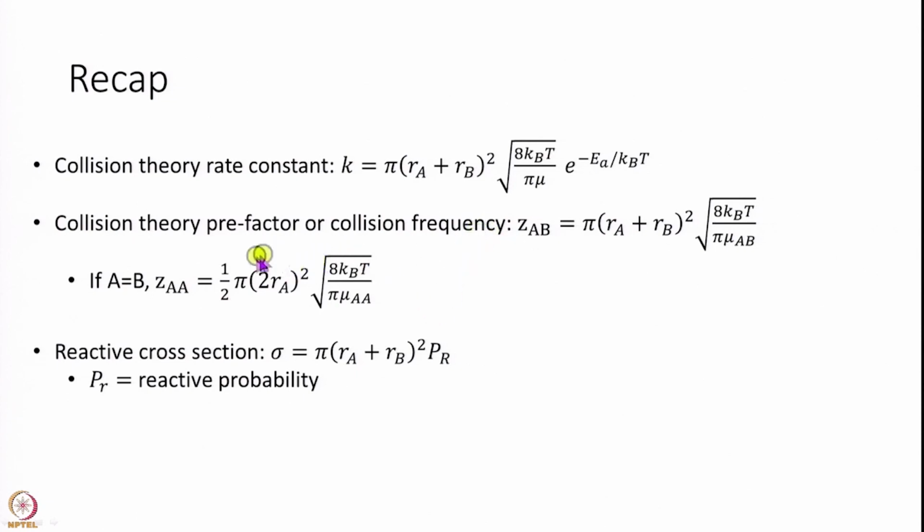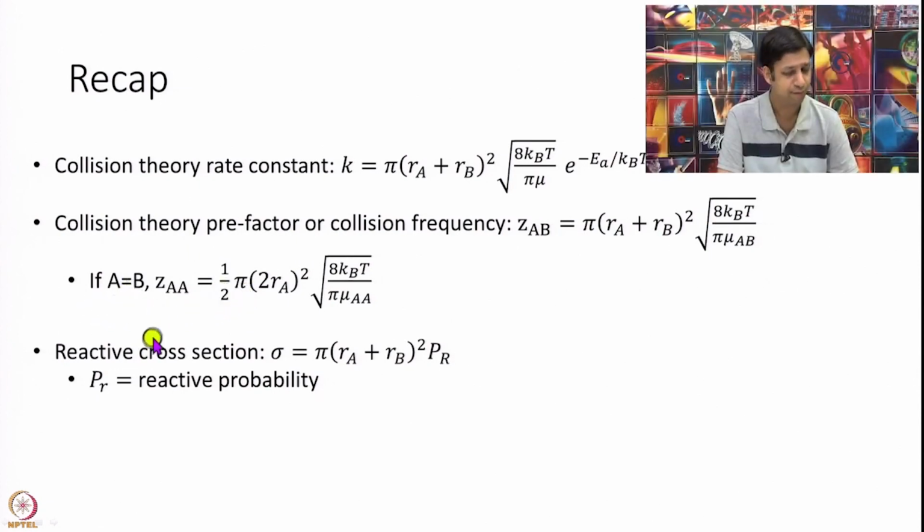One important note we made 2 modules ago, if A is equal to B, you have to be careful, the collision gets a factor of half and so will the rate. So, RA is equal to RB, you will get 2 RA, you will get mu as mu AA, but also you get this factor of half. If you do not remember how we got this factor of half, go back a couple of modules and you will see the logic for that.